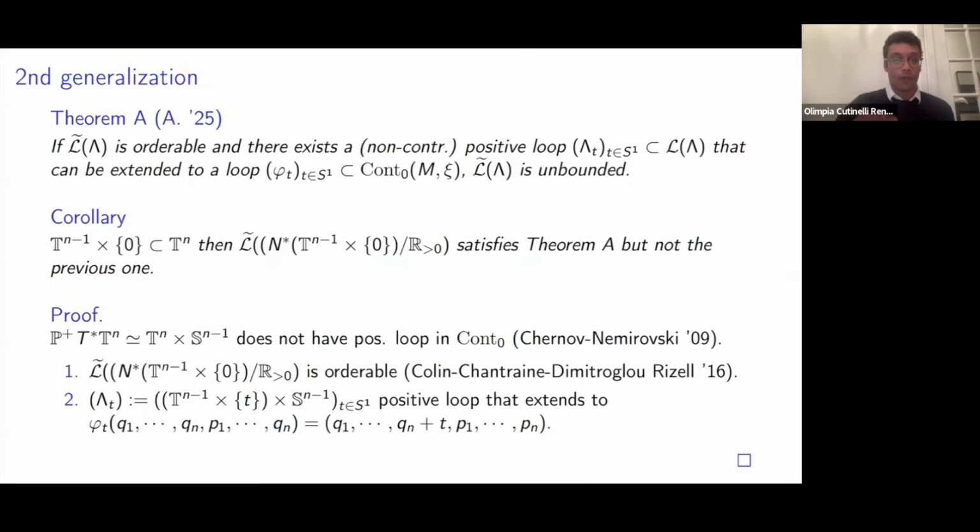And then the positive loop of Legendrians is just given by this loop. You take the torus times t, and then you look at it for t going from 0 to 1. So you get a loop of Legendrians, and it's easy to compute that this loop is positive. And moreover, this loop extends to a loop of contactomorphisms, given by just the translation in the q_n coordinate. So this is a loop of contactomorphisms that is, of course, not positive.